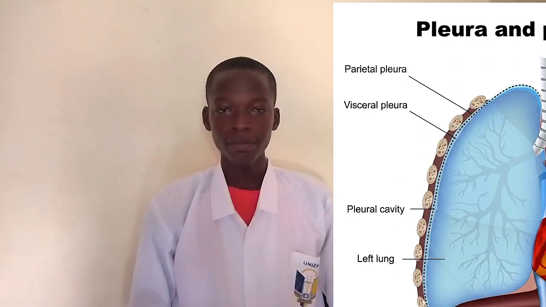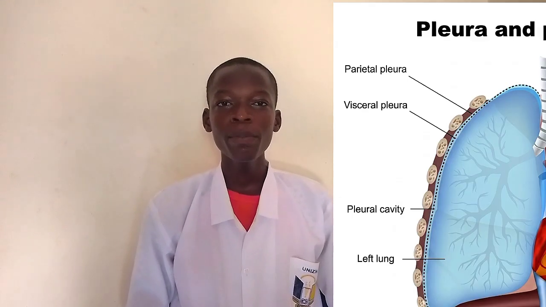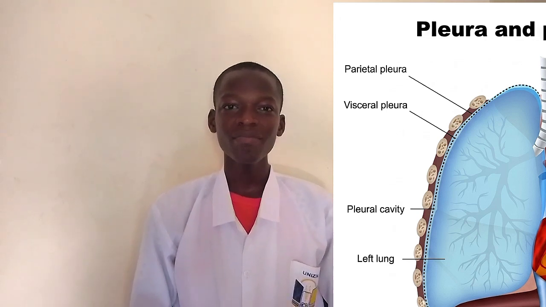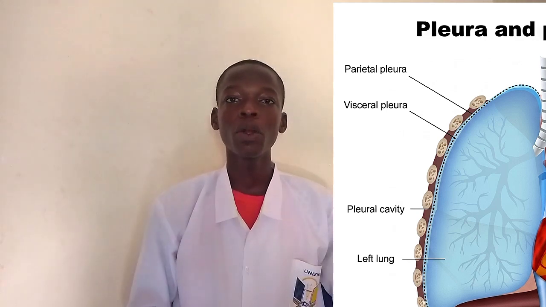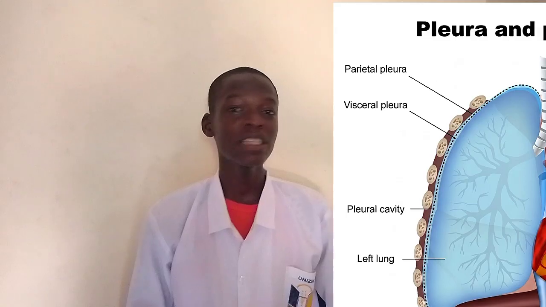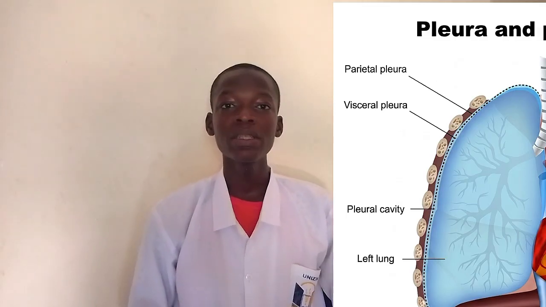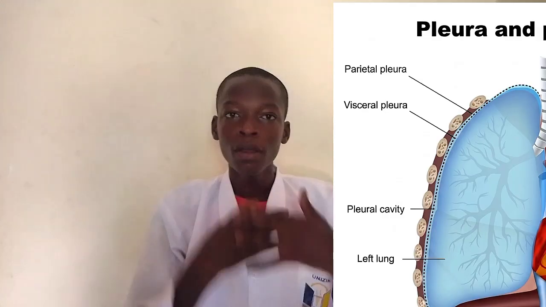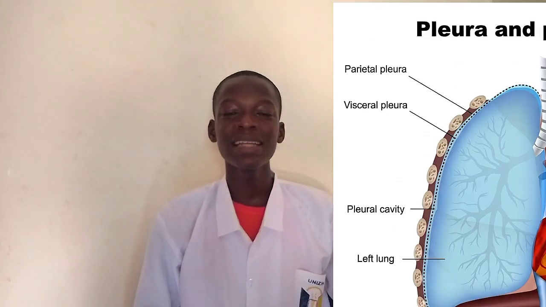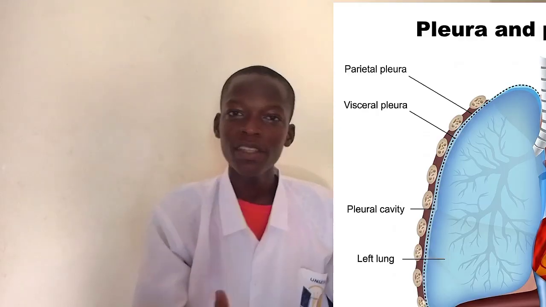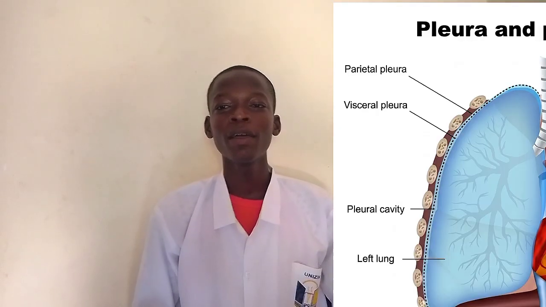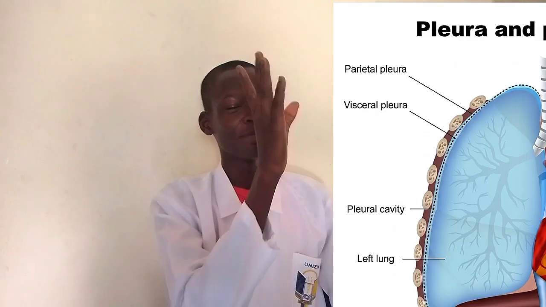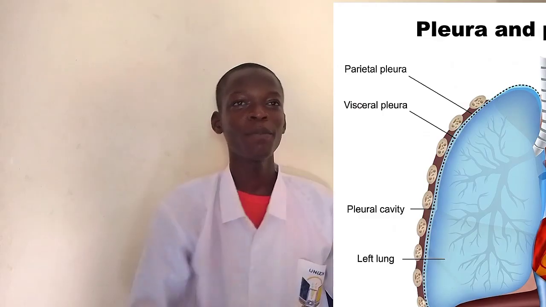And let's talk about the parietal pleura. The parietal pleura is the outermost covering of the lungs. That is, it does not directly cover the lung, but it is separated from the visceral pleura by the pleural cavity. That is, the pleural cavity serves as an intermediate between the visceral pleura and the parietal pleura. The diagram above shows the parietal pleura and the visceral pleura.